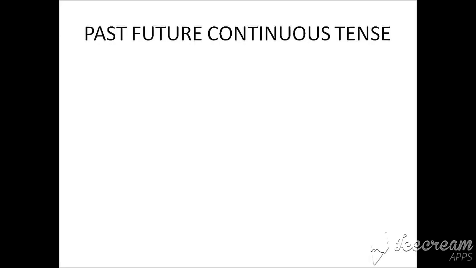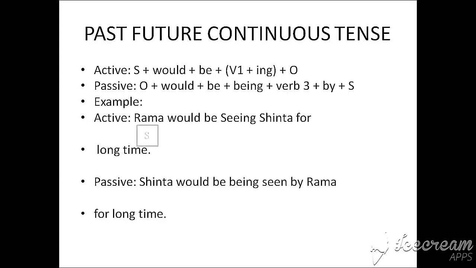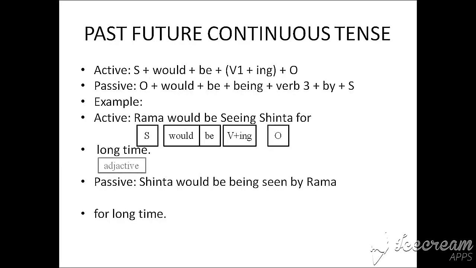This is past future continuous tense. The active and passive voice formula are there. The example in an active sentence is Rama would be seeing Sinta for a long time. And the passive voice is Sinta would be being seen by Rama for a long time.